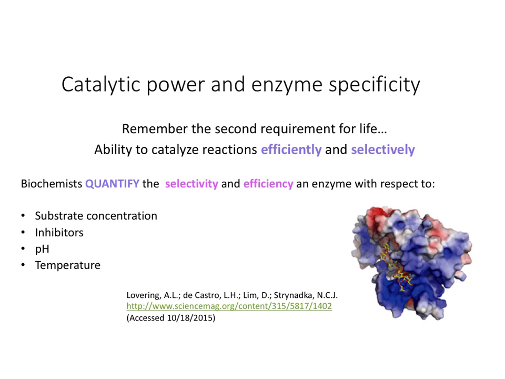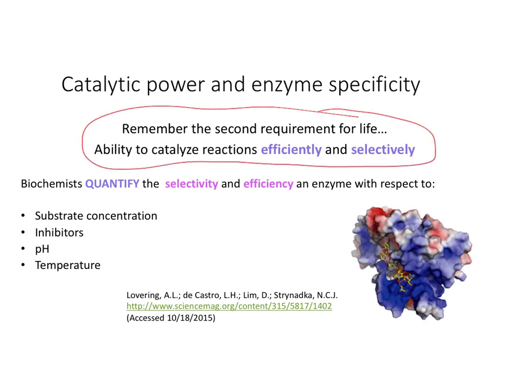So we've been talking about enzymes for a while now, and I keep wanting to come back to this slide. Remember, the second requirement for life is the ability to catalyze reactions efficiently and selectively. And biochemists like to quantify selectivity and efficiency. These are Kcat, Km, and Kcat over Km. And we can do that in a number of ways, and we've primarily talked about substrate concentration.